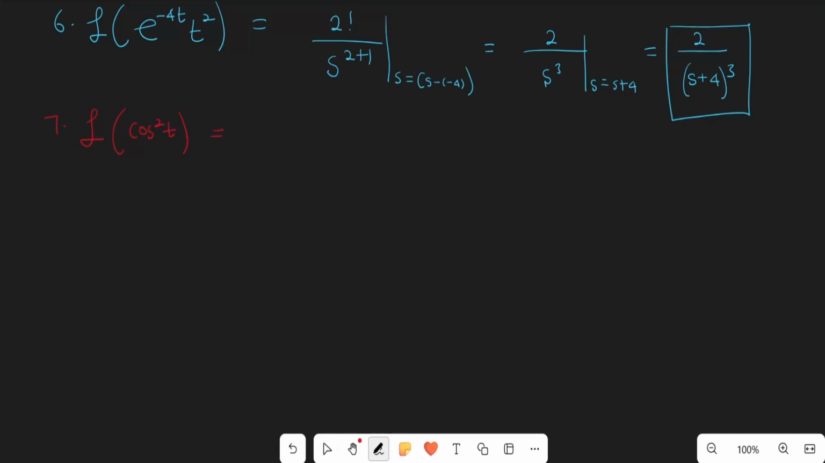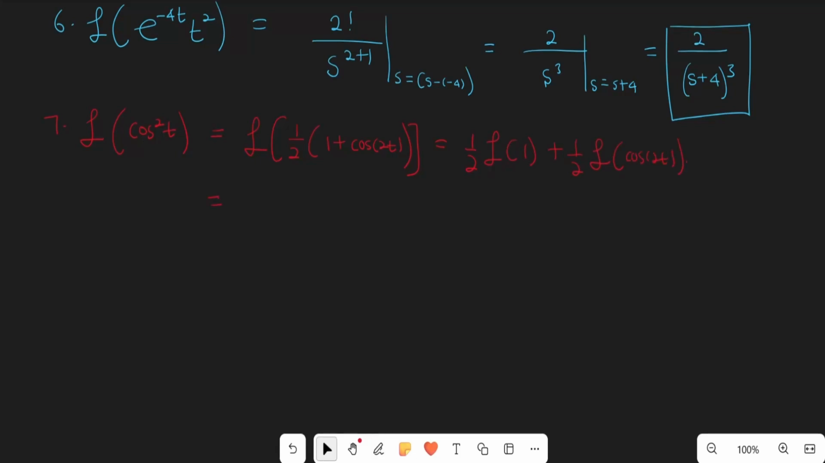Now let's do some basic trigonometry. So cosine square of t from the double angle identity can be written as 1/2 into 1 plus the cosine of 2t. Right? So this is what we have for cosine square of t. And this one is going to be 1/2, using the linearity property of the Laplace transform, we have the 1/2 times the Laplace transform of 1 plus 1/2 times the Laplace transform of the cosine of 2t.